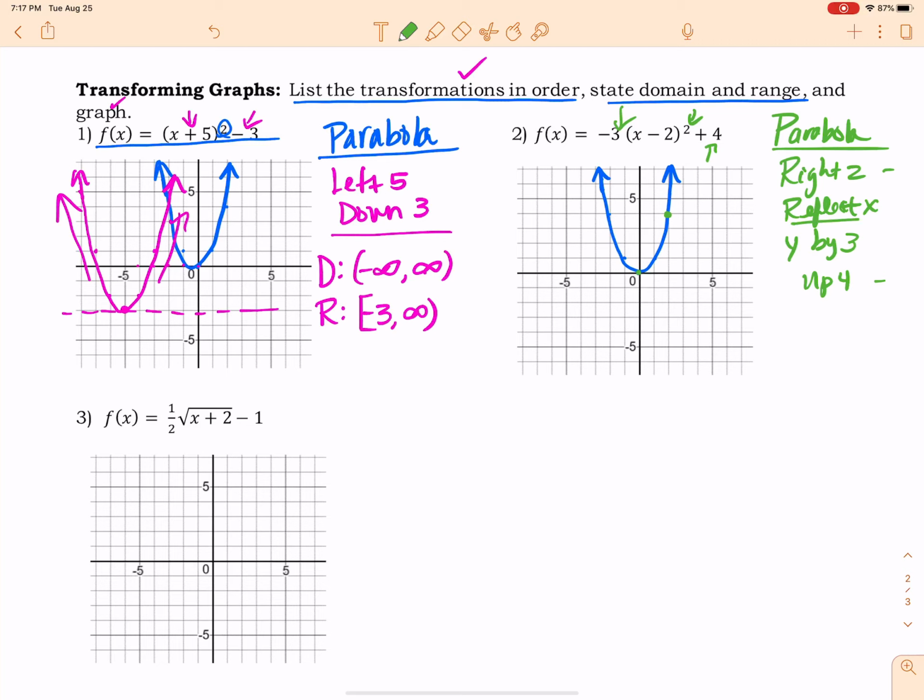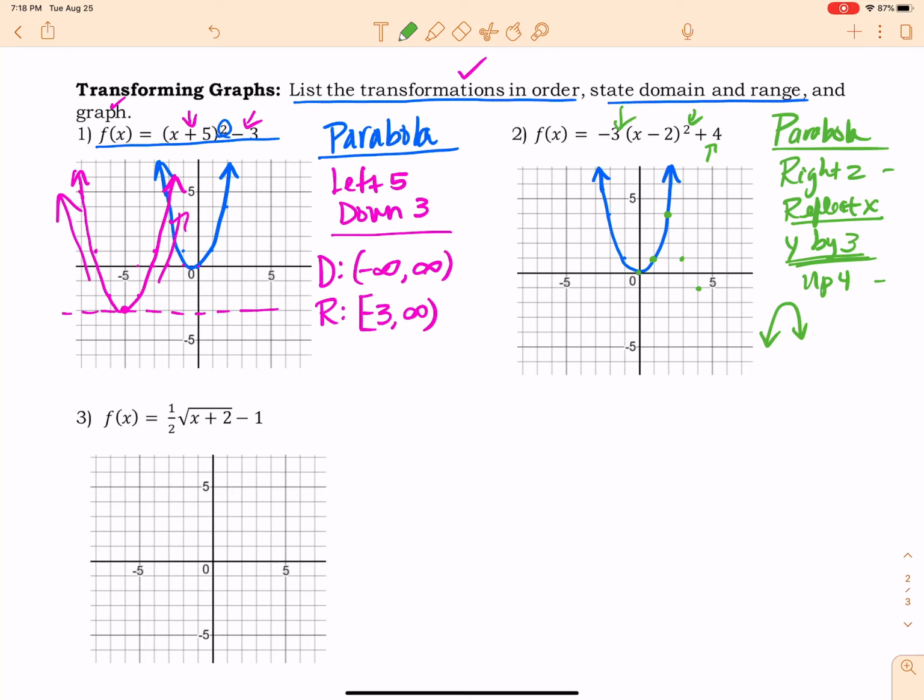Since we're reflecting over x, that means this parabola is going to open down now. But we have to pay attention to what's happening with this y by 3. So now if I move over 1, instead of moving down 1, I'm going to move 1 times 3, which is 3. So see, this parabola is going to be much skinnier. So when I move over 2, instead of going 4 down, I go 6, because 2 times 3 is 6.